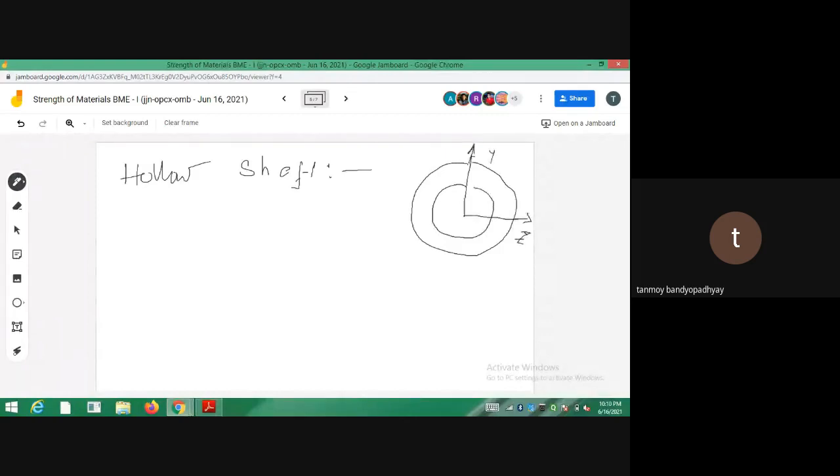So if you are having a hollow shaft, J will be equal to pi by 32 d0 to the power 4 minus di to the power 4. Like in the book also you can take it in terms of C1, C2. They have written it as pi by 2 C2 to the power 4 minus C1 to the power 4. So these are just the inner radius and the outer radius respectively.